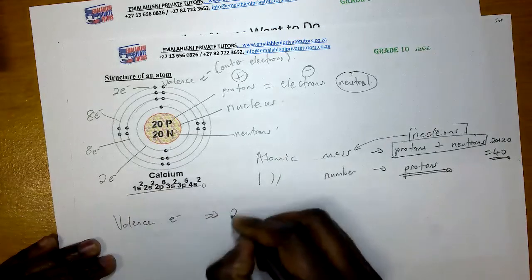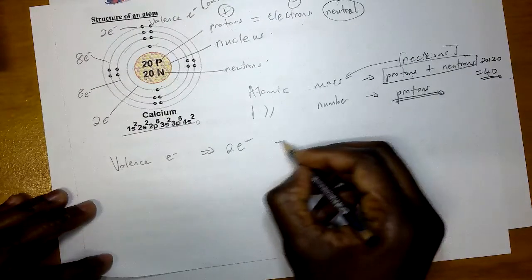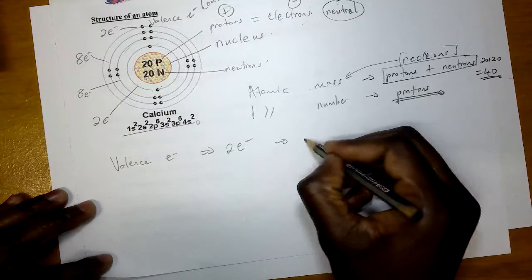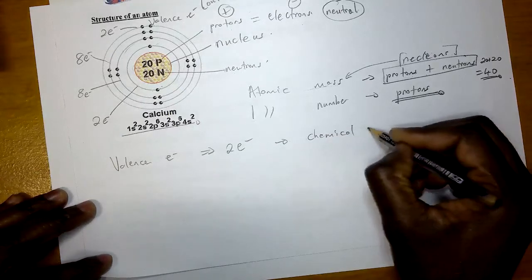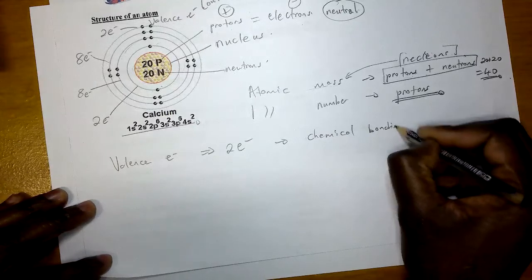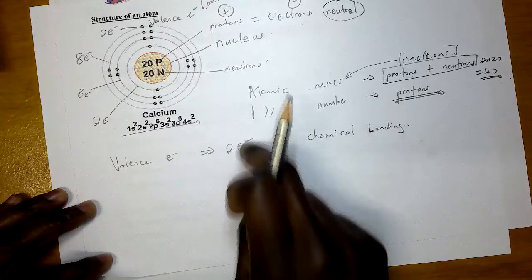There are 2 electrons. So if you are asked how many valence electrons, these are the ones that are used in a reaction, isn't it? In chemical bonding. So these are electrons that are used only in chemical bonding. Whatever type of chemical bonding, the valence electrons are the ones that are used.